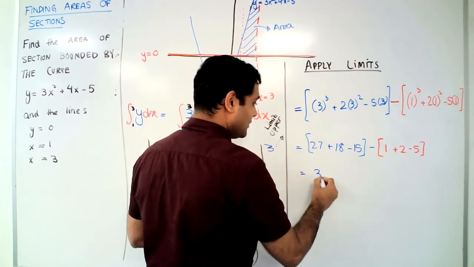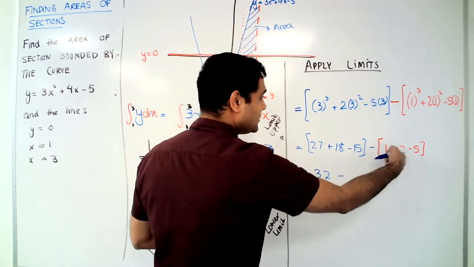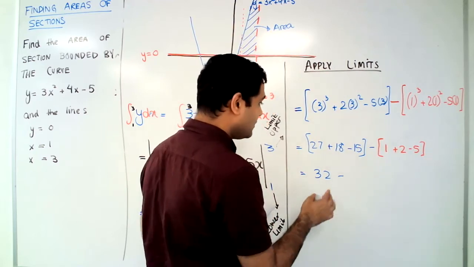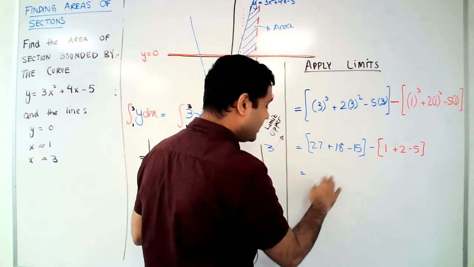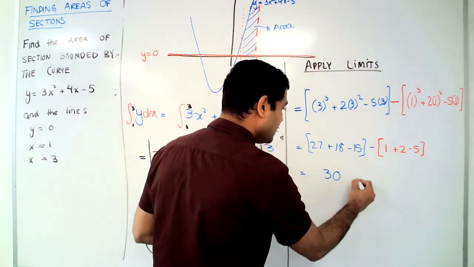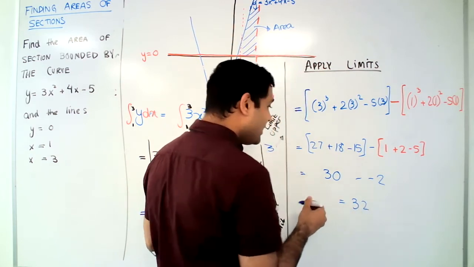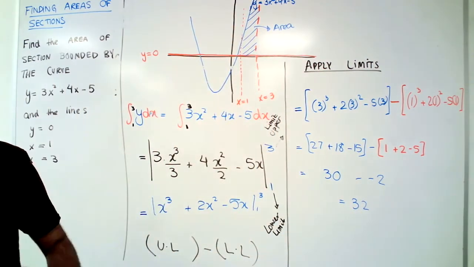30. Minus, what's the answer here? Oh, no, sorry. That's the answer. It's 30 minus minus 2. So that's 30 minus minus 2, so 32. The area under the curve is 32.